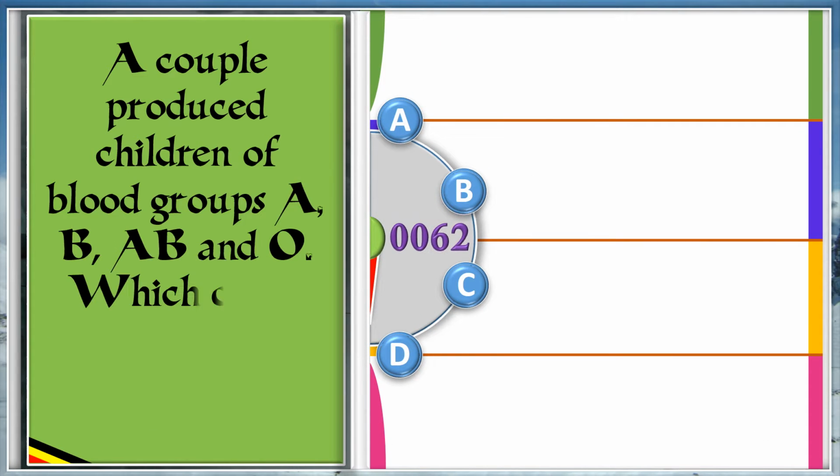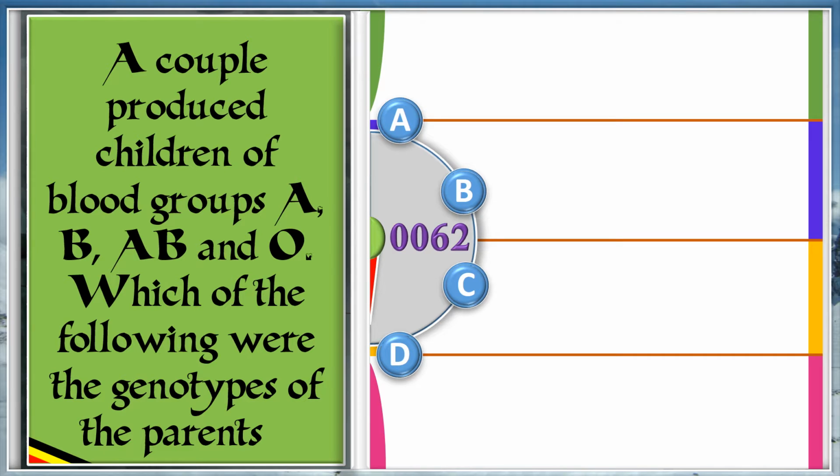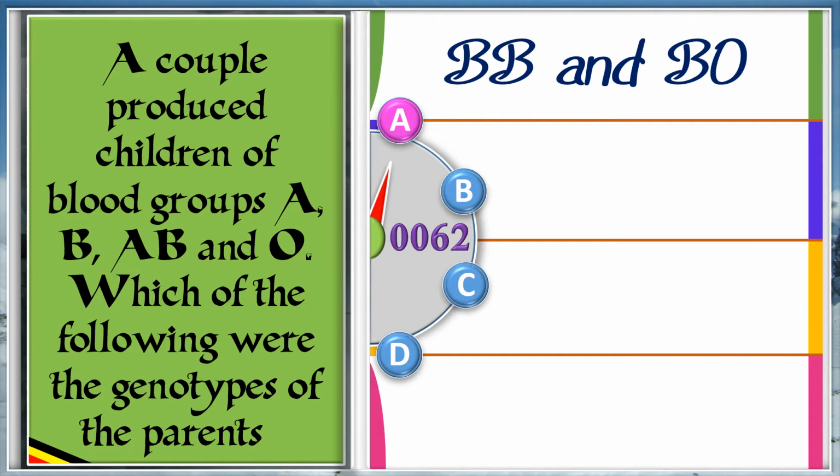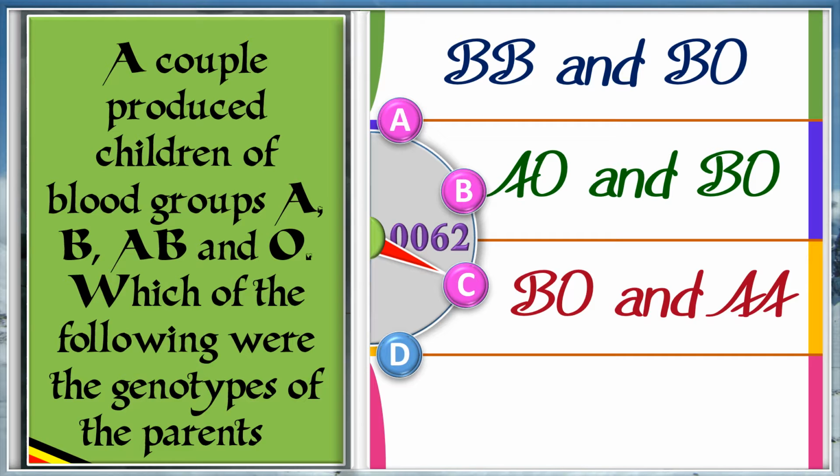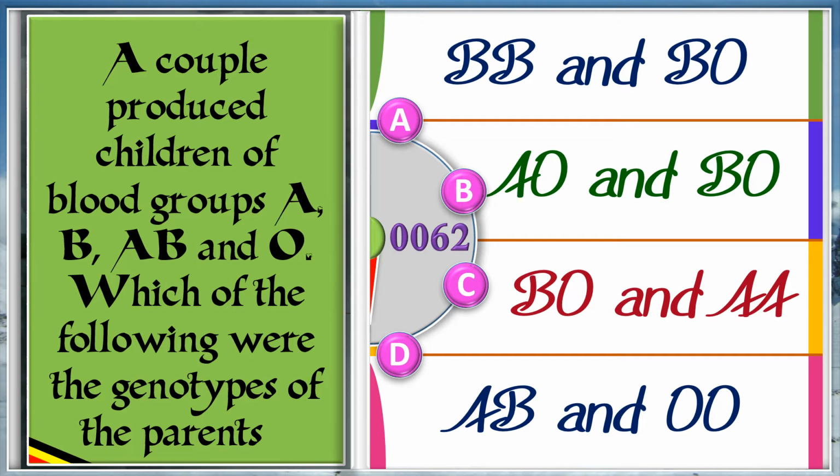A couple produced children of blood groups A, B, AB, and O. Which of the following were the genotypes of the parents? A. BB and BO. B. AO and BO. C. BO and AA. D. AB and OO. And the answer is B. AO and BO.